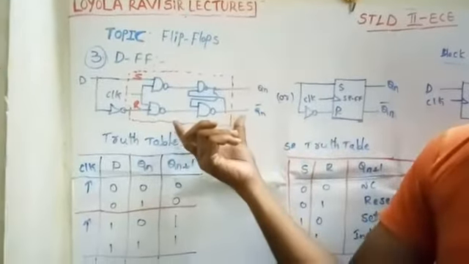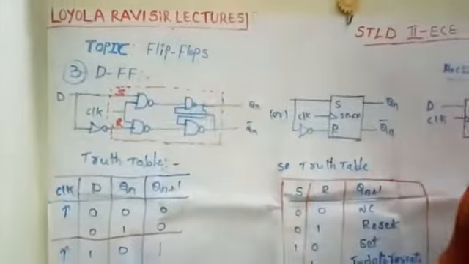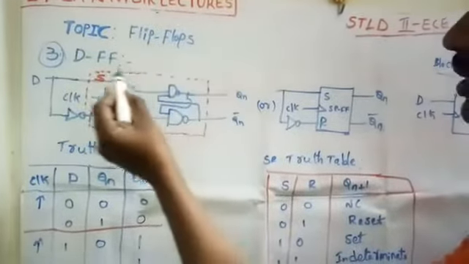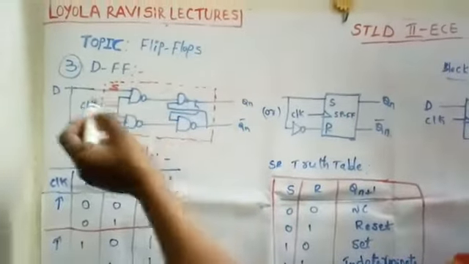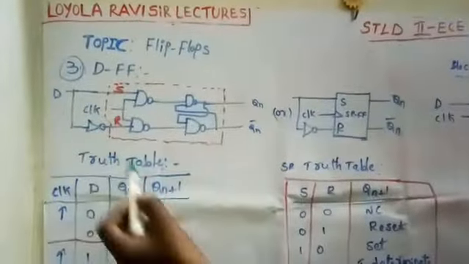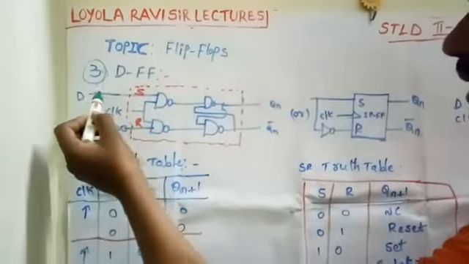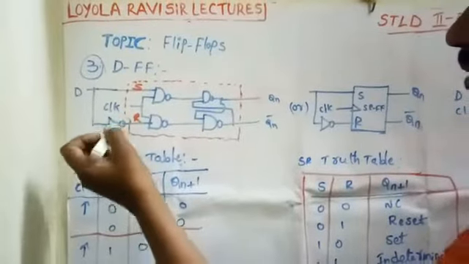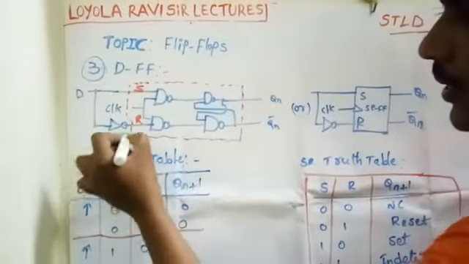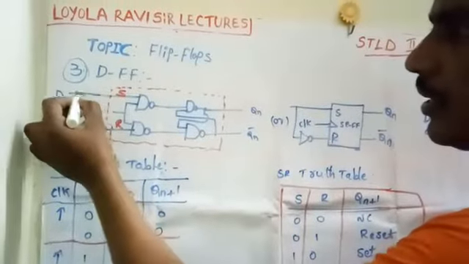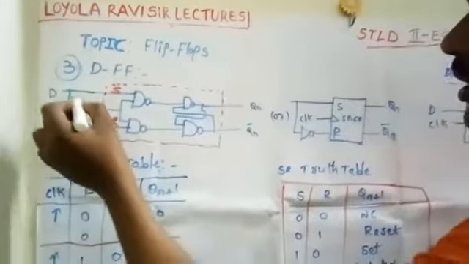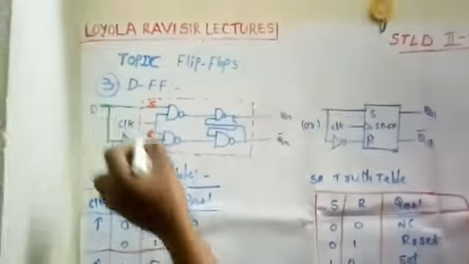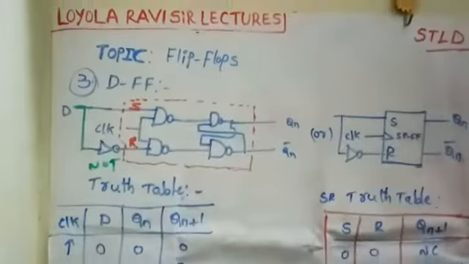If you observe this logic diagram, this shaded portion is our SR flip-flop. A small modification in the SR flip-flop is nothing but the D flip-flop. The modification is that we connect S and R using a NOT gate. This is our NOT gate. If you connect the S terminal and R terminal with the NOT gate and take a single input, then it becomes a D flip-flop. Okay, this is the basic logic diagram.